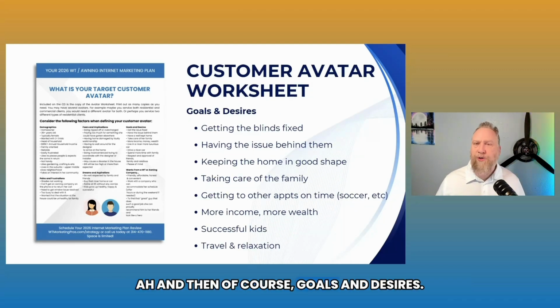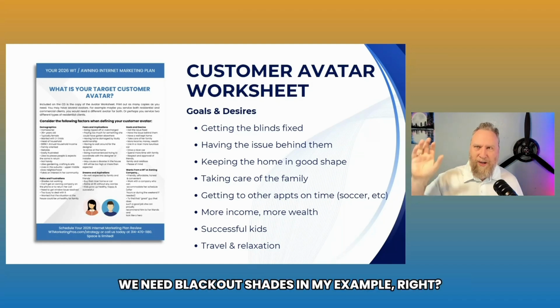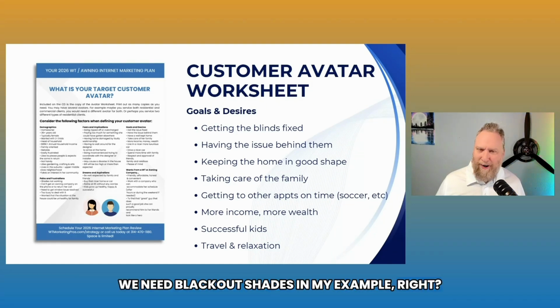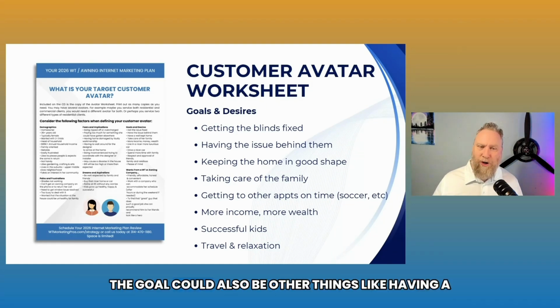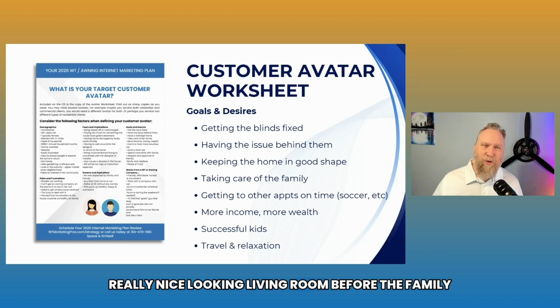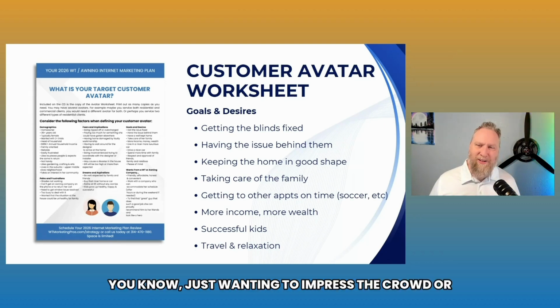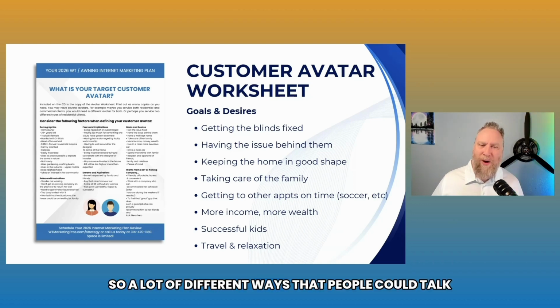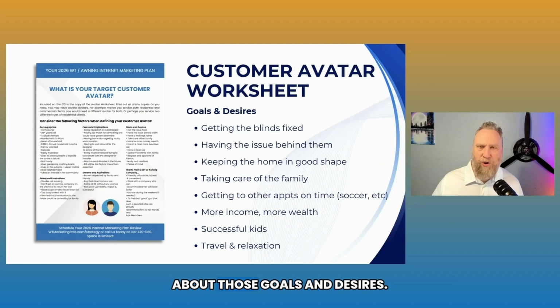And then, of course, goals and desires. This is more of the top level. We need blackout shades in my example, right? That is the goal. The goal could also be other things, like having a really nice looking living room before the family comes over, right? Just wanting to impress the crowd or whatever. So a lot of different ways that people could talk about those goals and desires.